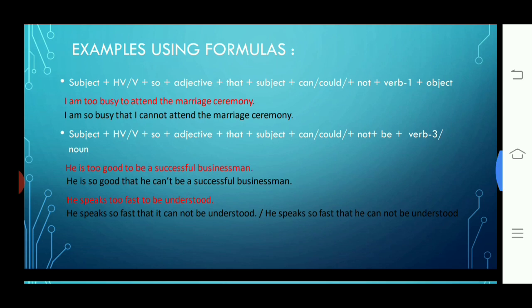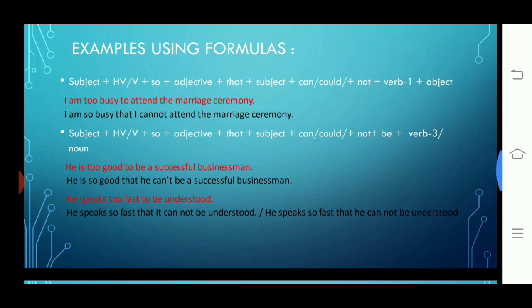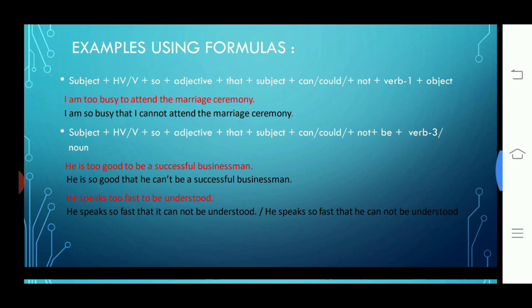So as I mentioned before as well, that "too" will be replaced by "so", and "to" will be replaced by "that". And then it is in present form, "am" is used. So we will use "cannot". We will not use "could not" because it is in present form. And then "attend". Attend is given, right? We have followed the formula given here. So attend is the base form, first form of the verb, and then marriage ceremony is object.